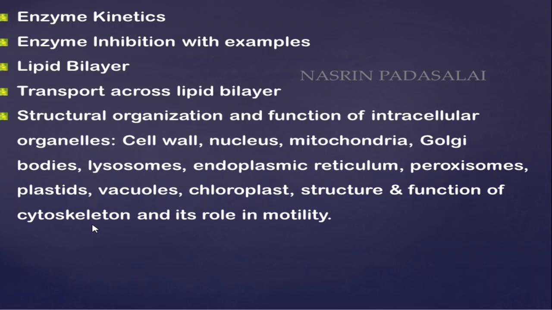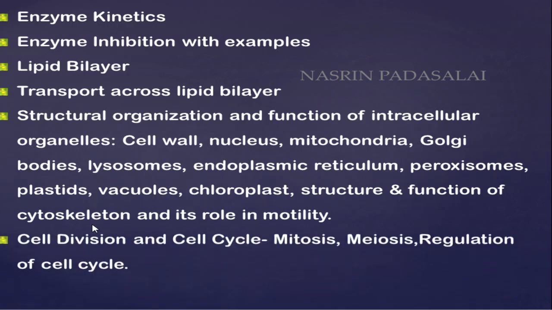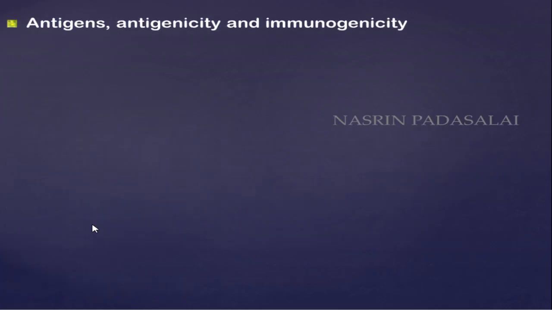and so on. You need to know about the entire functions of those organelles. Next is cell division and cell cycle, like mitosis, meiosis, and also the most important thing is how the cell cycle is regulated. Next, you need to know about cell junctions, and also study about the extracellular matrix. Next, you need to know about cell signaling, which is very important.